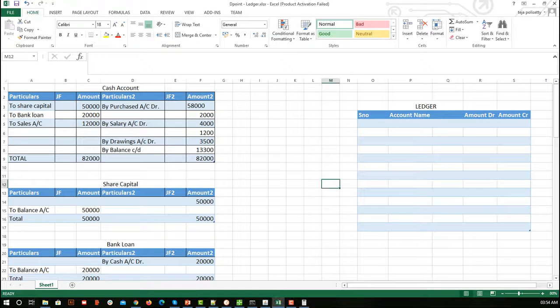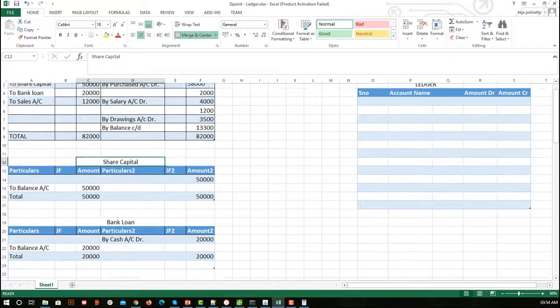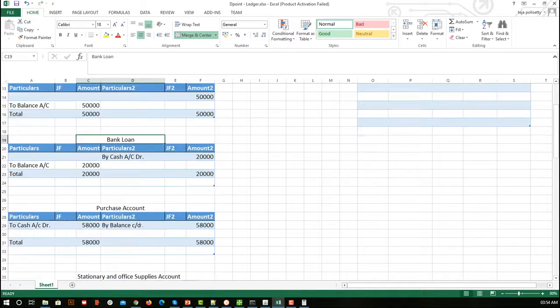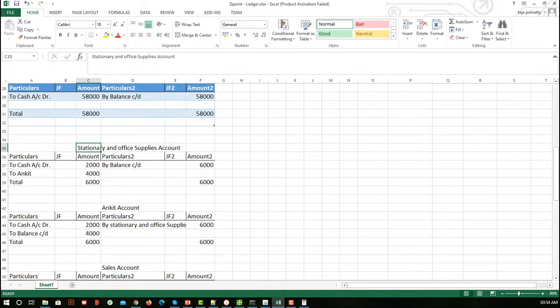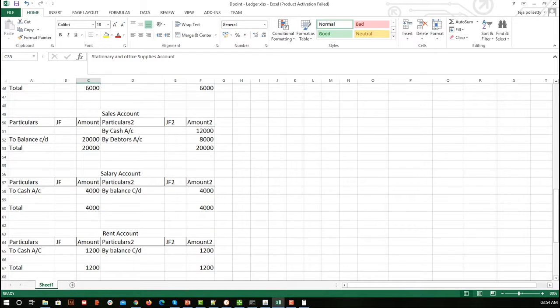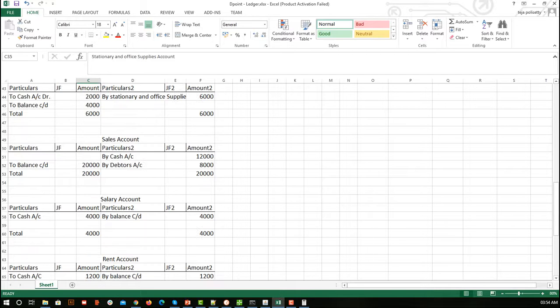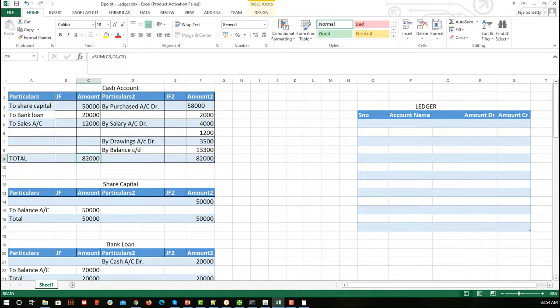Okay, so I have created accounts for everything. Like the cash account you have seen, share capital you have seen, similarly bank loan, purchase account, stationery, Ankit account, sales, salary. For all the accounts we have used, I have created these tables, following the similar procedure that we used during our cash account and share capital account. So that was not our ledger. All these things we did so as to help us in making the ledger. Here the format of the ledger is serial number, account name, and then what we write in amount Dr and amount Cr, which we will look at in a moment.